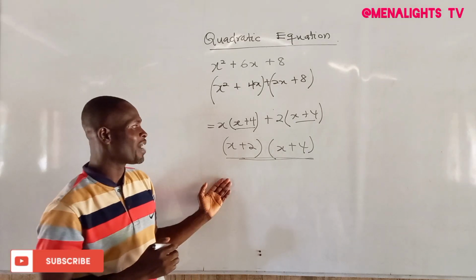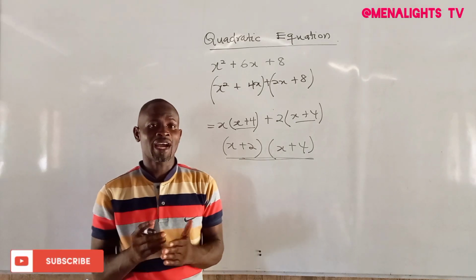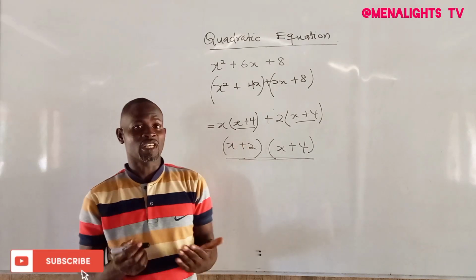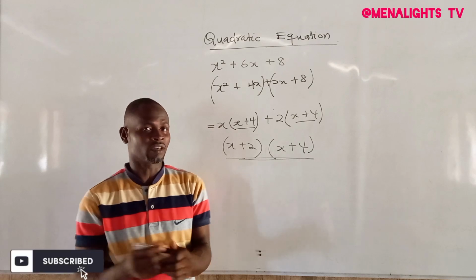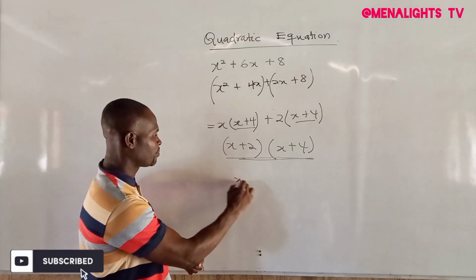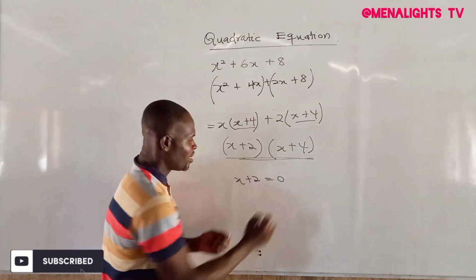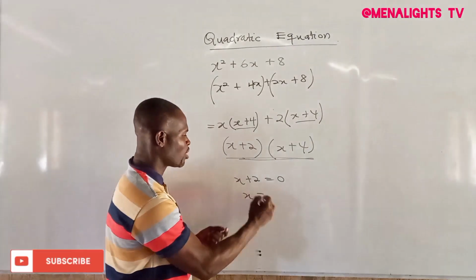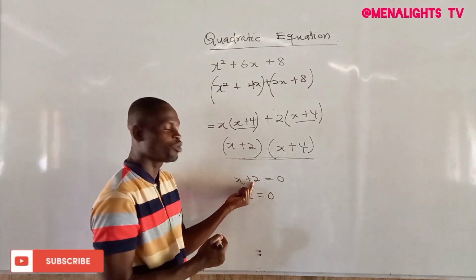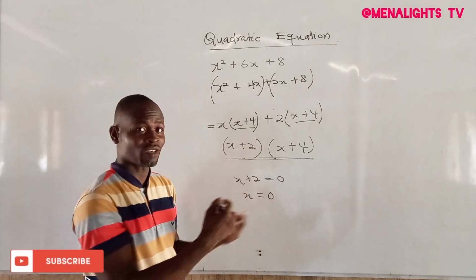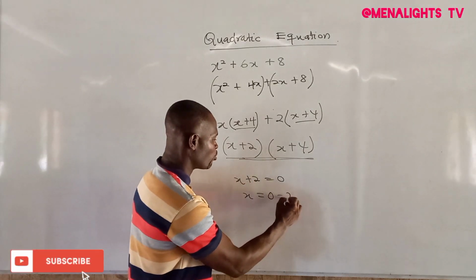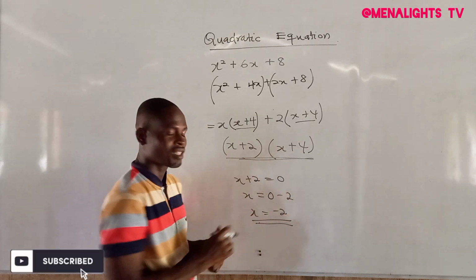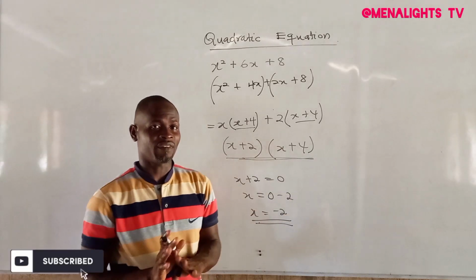So when you are asked to find the value of x, what we have to do is what? Equate x plus 2 equal to 0 and x plus 4 equal to 0. So here we have x plus 2, which is equal to 0. So our x is equal to... here the 2 is positive, so you send it to the other side and it becomes negative. So minus 2. So here our x is equal to -2. That's the first value of x.